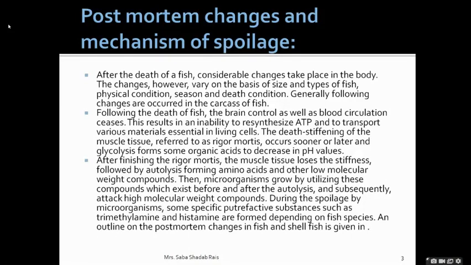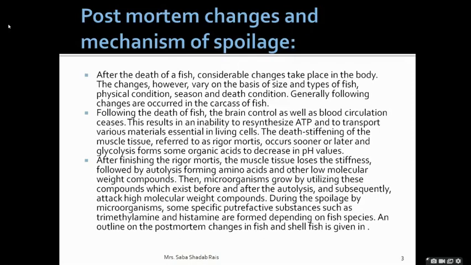Then what is going to happen? Rigor mortis we are going to discuss in detail. Thereafter, the muscle will lose the stiffness, and that is going to cause autolysis, that means the degradation into amino acids and lower molecular compounds. And thereafter more changes: microorganisms will grow inside the fish.